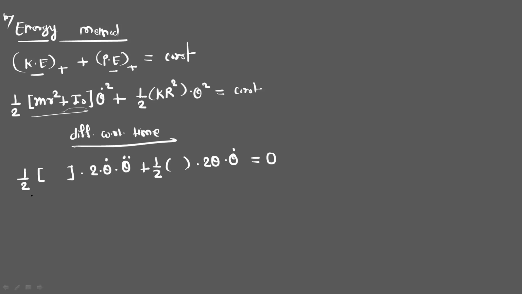Okay, so you can cancel out this 1/2, this 2 from this equation, so the remaining value is (m r squared plus I0) into theta double dot. Now here this theta dot and this theta dot you can cancel out. So theta double dot plus this bracket, k r squared, into theta, equals 0. Okay. So this becomes the equation of motion.